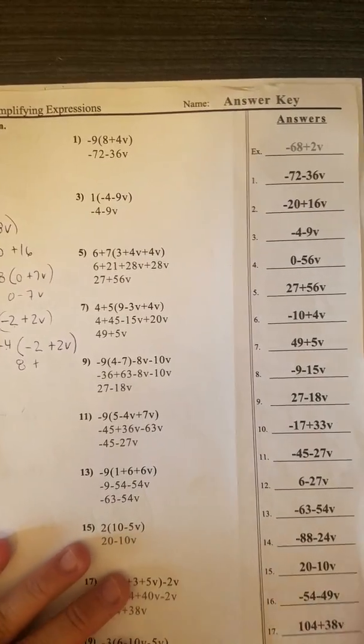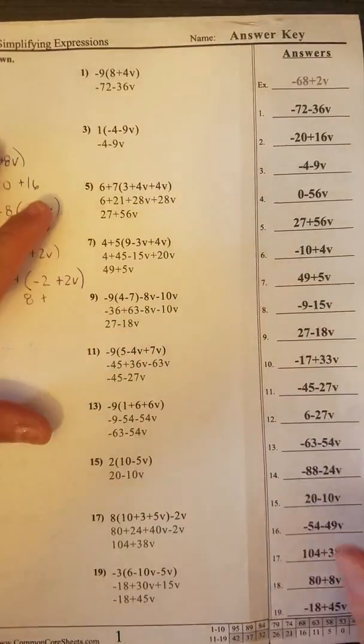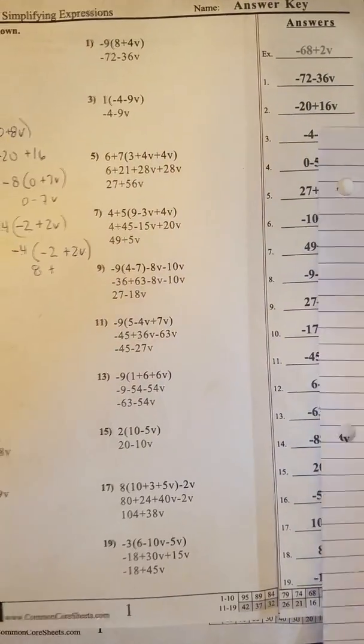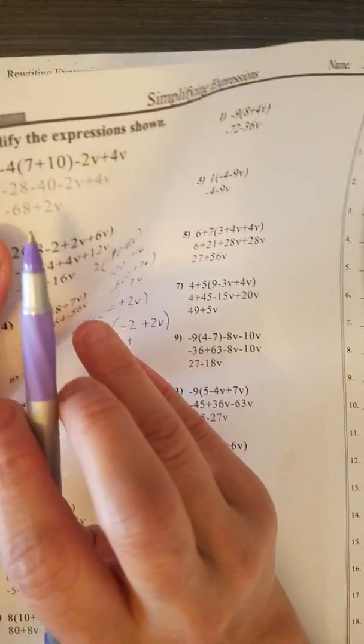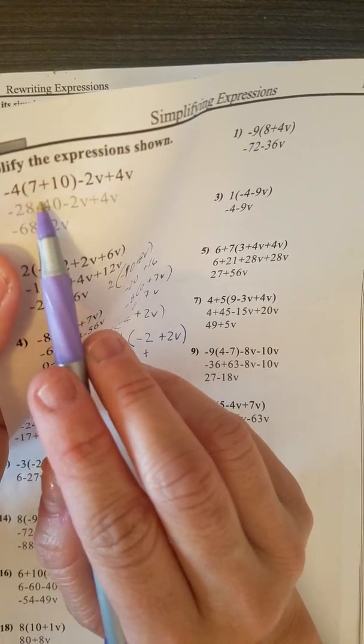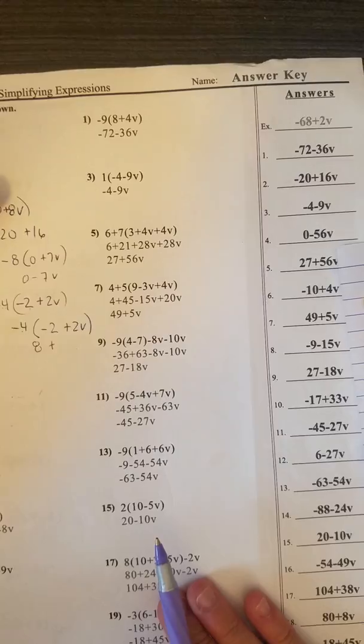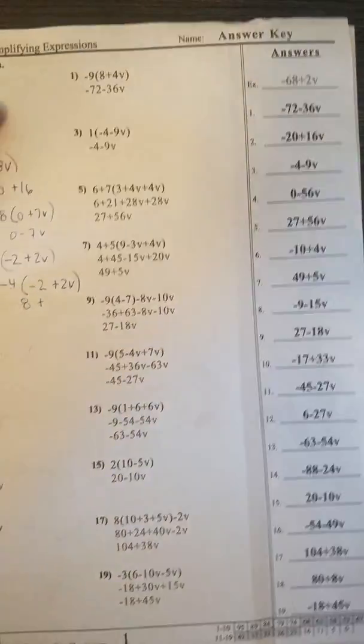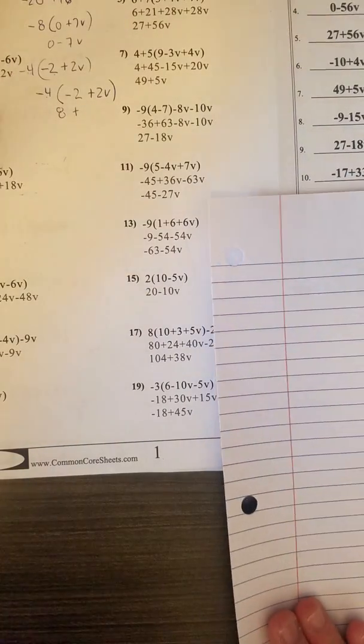Okay, on this one, this is my answer key. Yours obviously doesn't look like this, but this is the one that starts with the -4 parentheses 7 plus 10, blah, blah, blah. You're going to do a little bit of distribution here, and you are also going to combine like terms. We did a lot of these in class.